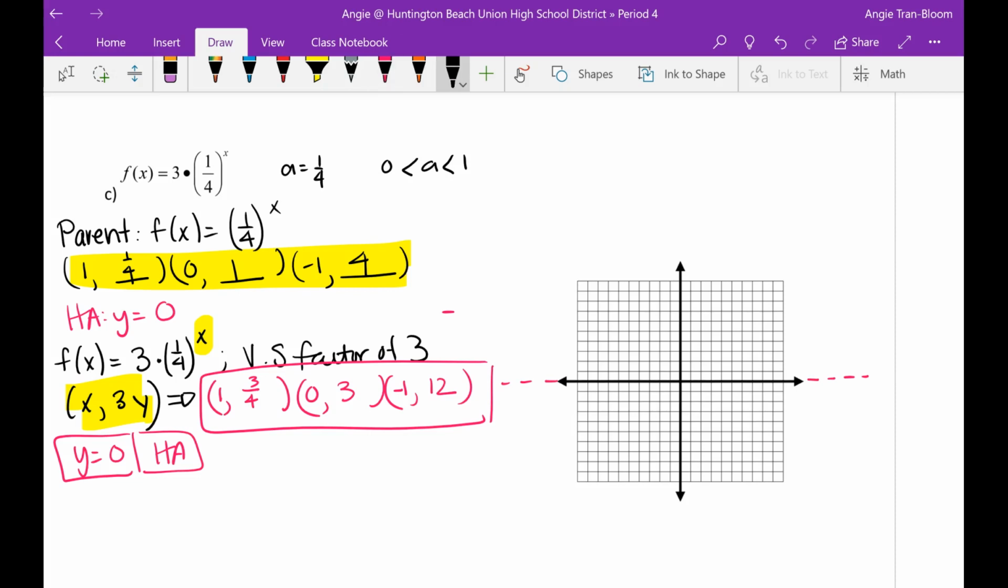Let's plot it. For 1, I'm now going up to 1. Let's see. Okay, I made it too high, I meant 3/4, 0.75. So somewhere in between 0 and 1 is okay. And then for 0, I'm going to go up to 3. There's my 3. Then for negative 1, I have to go to 12. This is a 10 by 10, so I have to make 2 more tick marks, okay? So there is my 12 above the y.